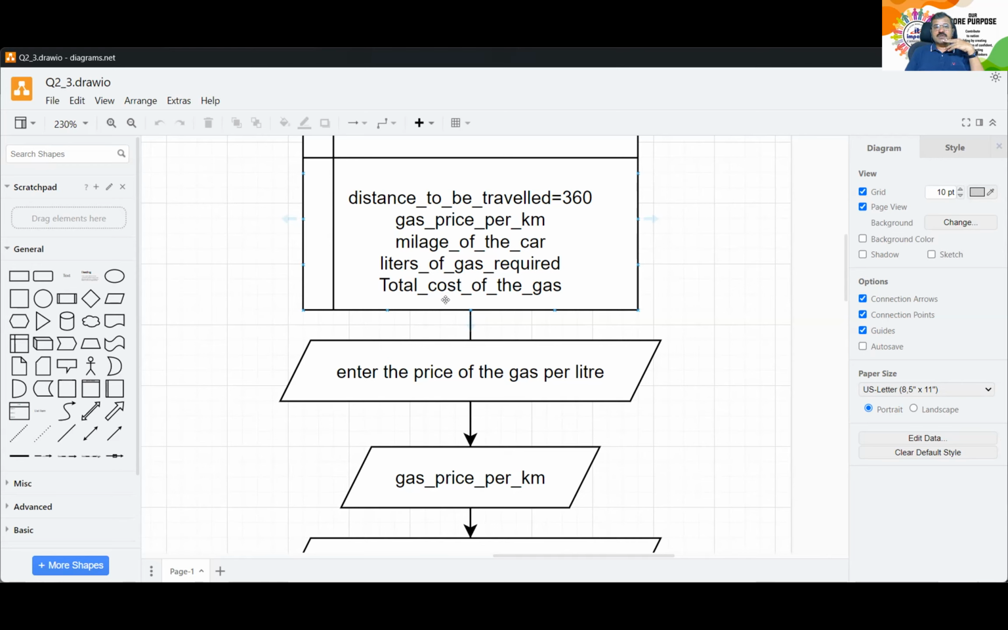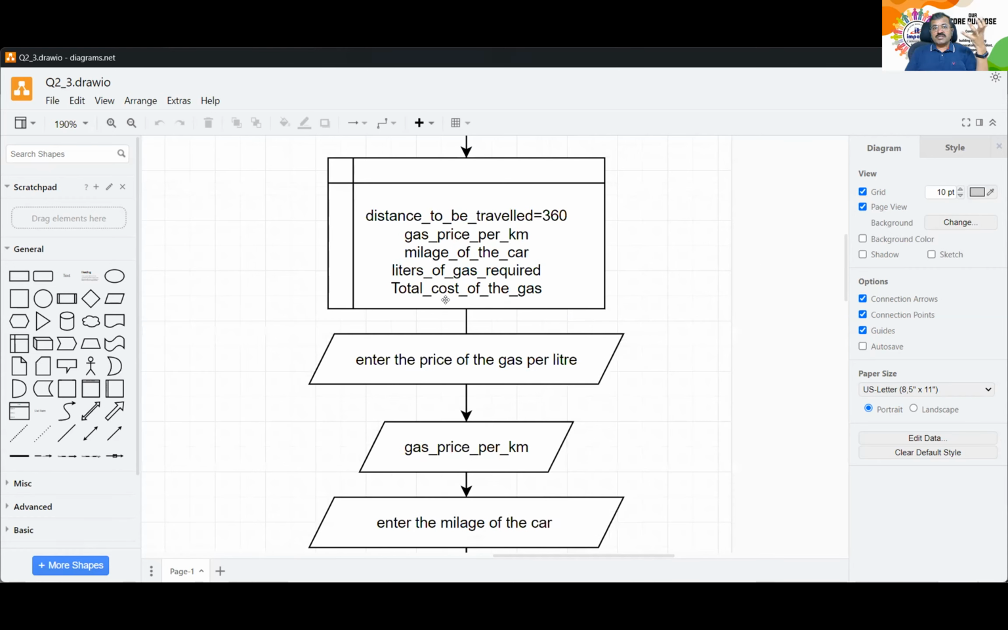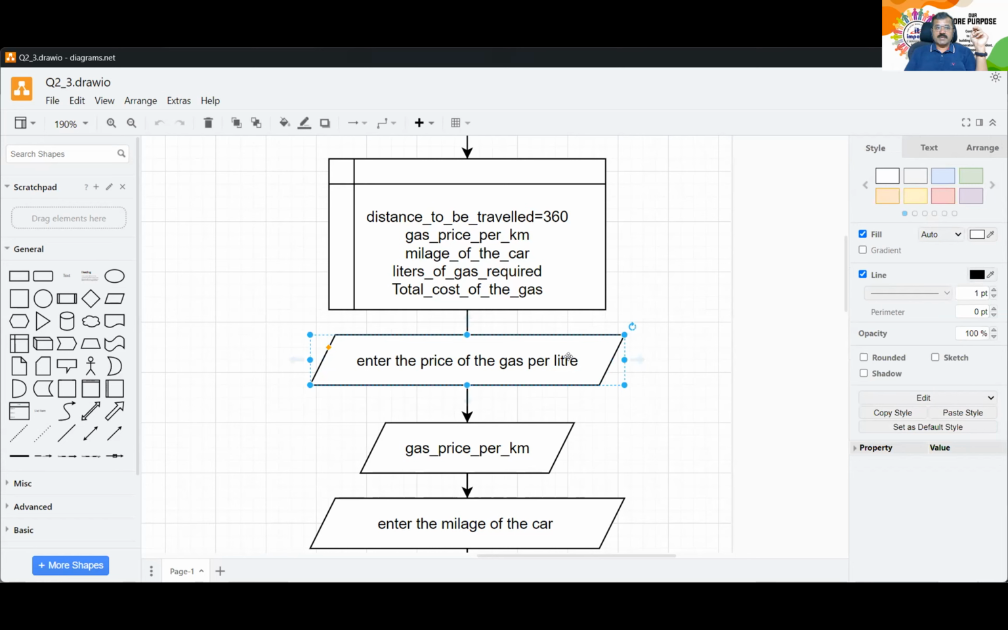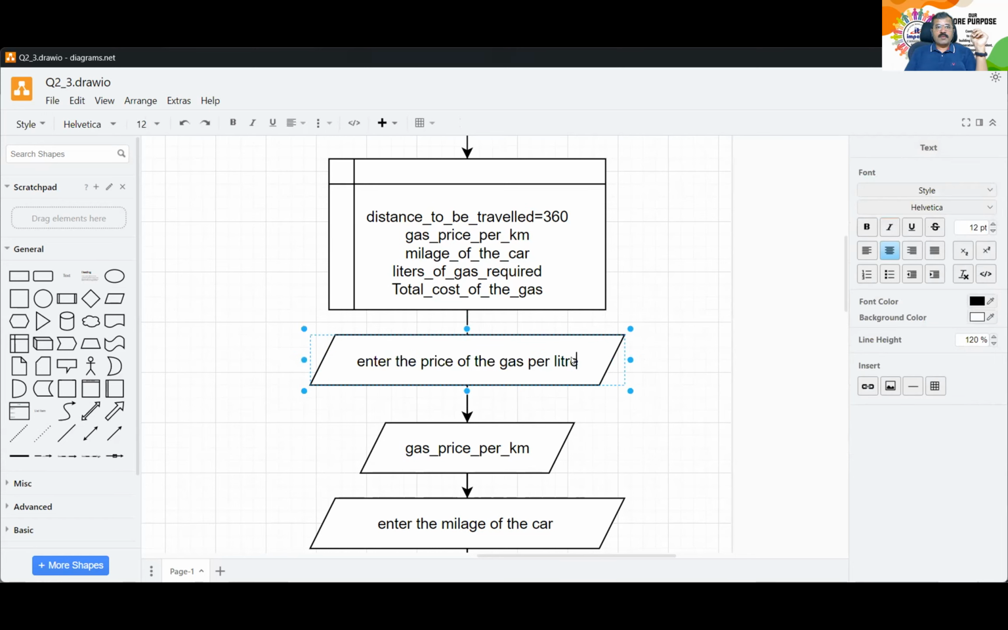What is the next mistake? Please go down. Double quotes. When he puts an output string, enter the price of the gas, if it's a message, that should come in double quotes. Every output message should come in double quotes. So there is where the double quotes were expected. Please scroll down.